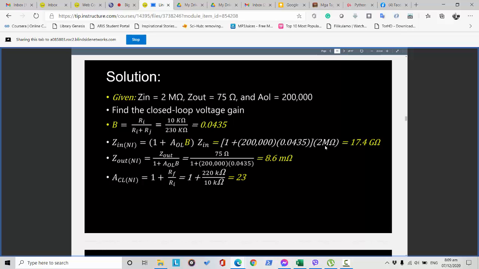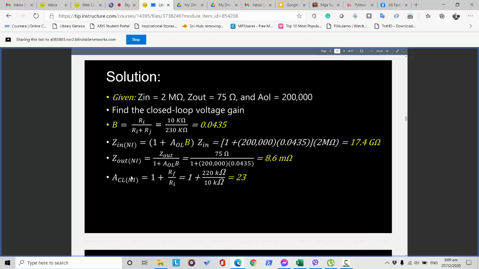So what is the final answer? The final answer will be 17.4 giga ohms. Okay, now that we have the 17.4 giga ohms, that will be our input impedance of the non-inverting circuit that we have.